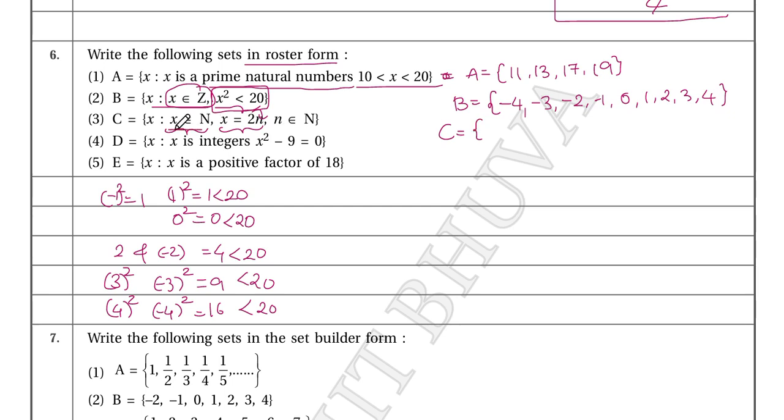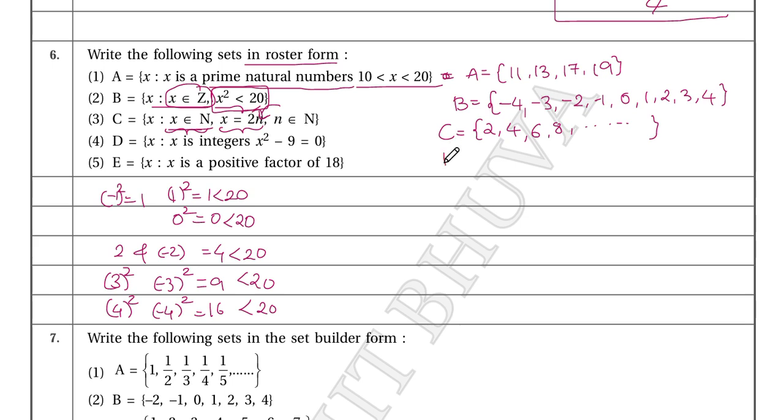And x belongs to natural numbers. So if you put the first natural number, that is 1, 2 into 1 is 2. If you put n equal to 2, then 2 twos are 4, then 6, 8, and so on. So this is the multiples of 2. This is an infinite set.